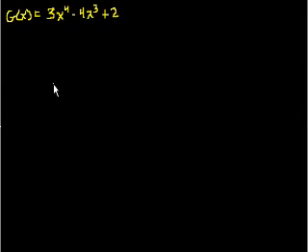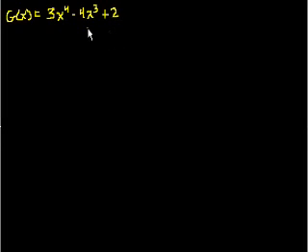But anyway, it says determine where the graph of the given function is increasing, decreasing, concave up, and concave down, then sketch it. So essentially, it says just figure out everything about this function and then draw it. So what's the first thing we should do? Well, let's figure out all of the critical points.